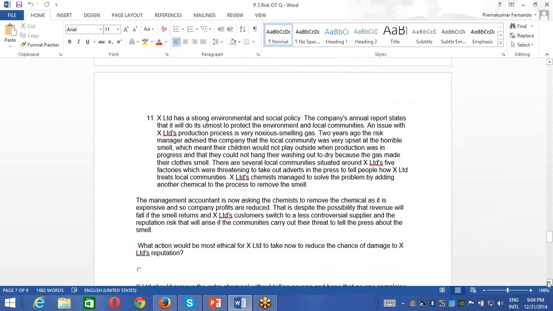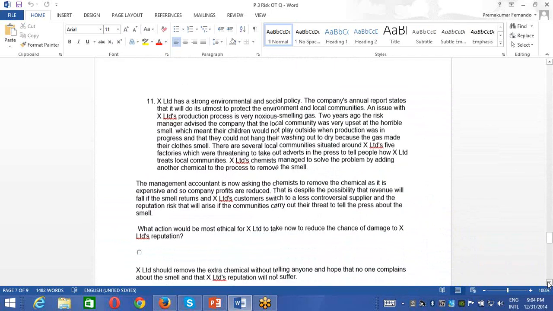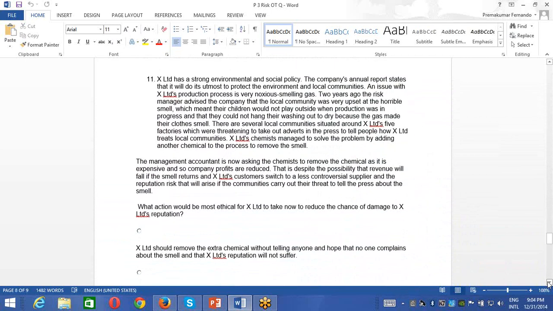There are several local communities situated around X Limited's 5 factories which are threatening to take out advertisements in the press to tell people how X treats the locals. So you can see a bad company for all purposes. Chemists managed to solve the problem by adding another chemical to the process to remove the smell.